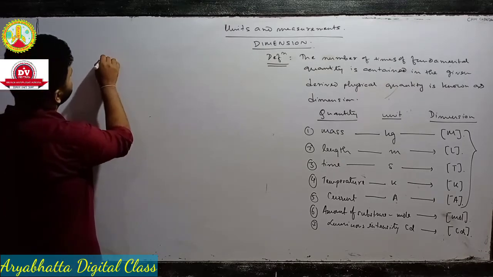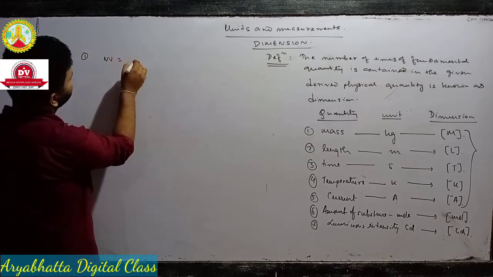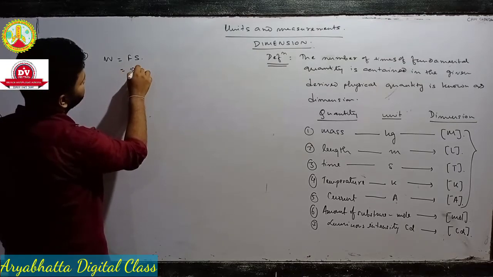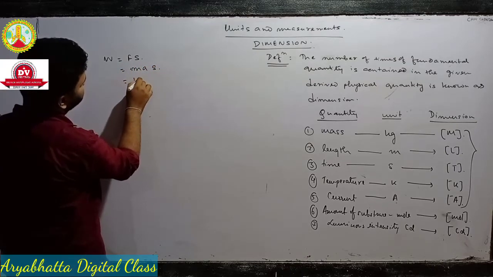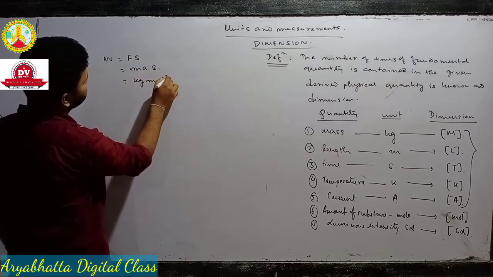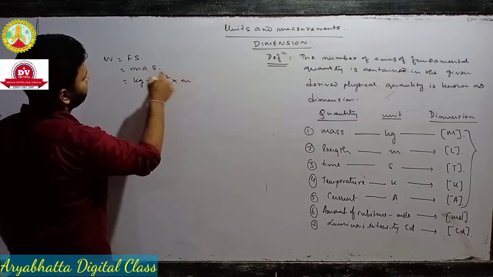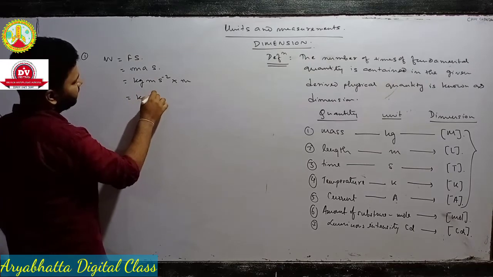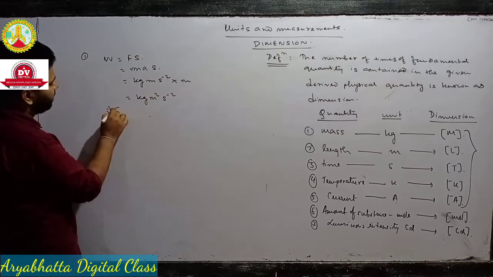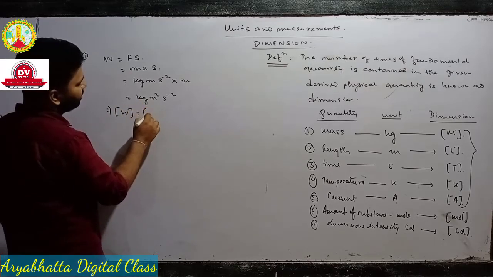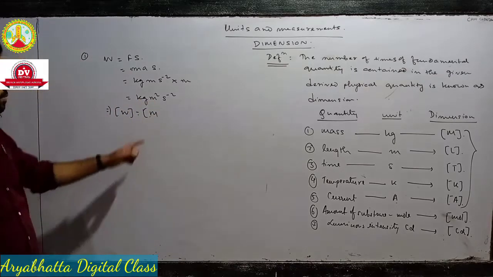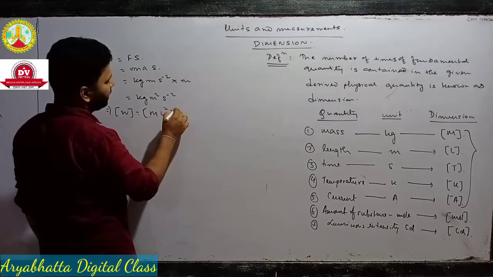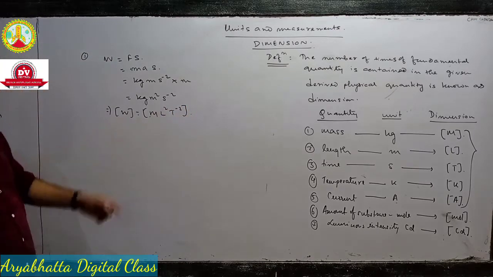Let us see an example: example 1, work done. Work done is equal to what? Force into displacement. What is force? Force is mass into acceleration. Mass is kg, acceleration is meter per second square, and s is displacement, so its unit will be meter. So it will be kg meter square per second square. So what will be the dimension of work done? Mass is involved only once, so M to the power 1, length is involved twice, and time is to the power minus 2. So this is the dimension of work done.